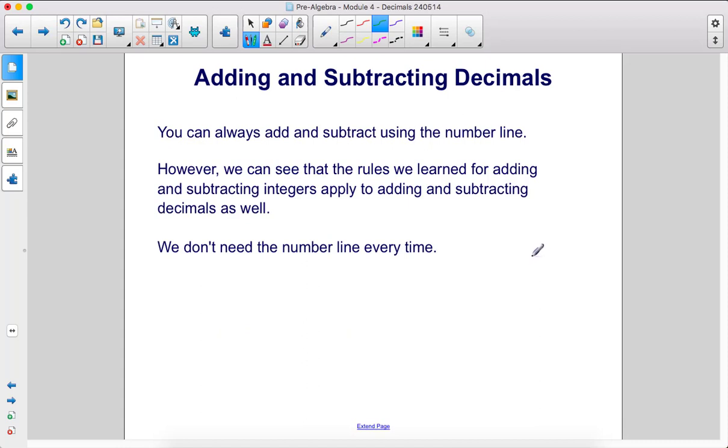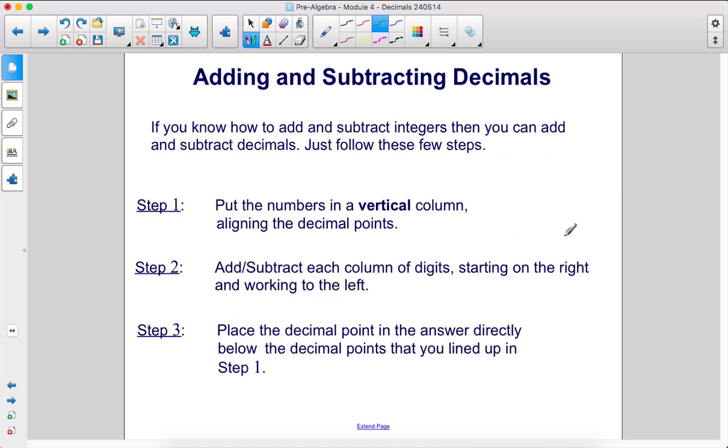However, we can see that the rules we learned for adding and subtracting integers apply to adding and subtracting decimals as well. We don't need the number line every time. If you know how to add and subtract integers, then you can add and subtract decimals. Just follow these few steps.